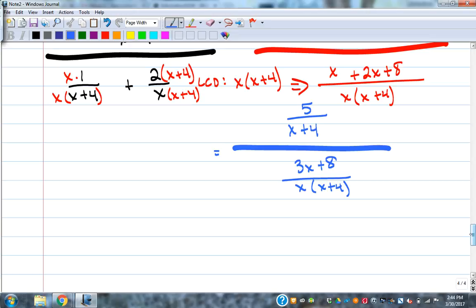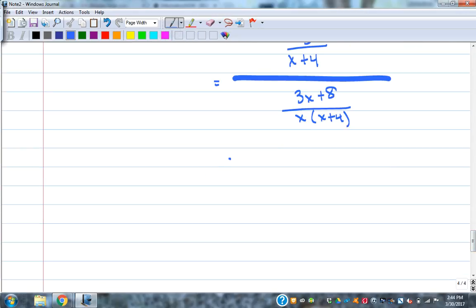That big fraction bar is what operation? Dividing. Didn't we divide fractions yesterday? We're dividing this by that. How did we do that? Flip which one? The second one. The one on the bottom is the second one. And then do what? Multiply. So we're turning this division problem into a multiplication problem now. So we got 5 over x plus 4 times x over x plus 4 over 3x plus 8.